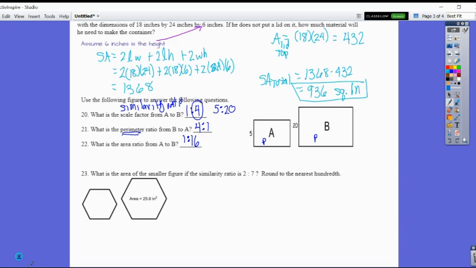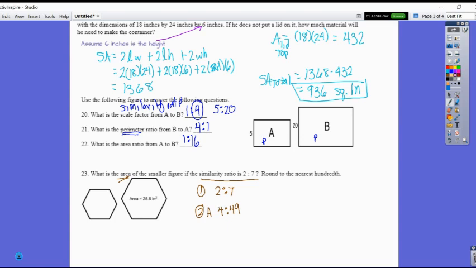So 23, down here at the bottom of the page, wants us to know what's the area of the smaller figure if the similarity ratio here is 2 to 7. Okay, similarity ratio, that's one dimension, 2 to 7. Got to find the area. So area is then going to be 2 dimensions for us. Square each of these. That's 4 to 49.